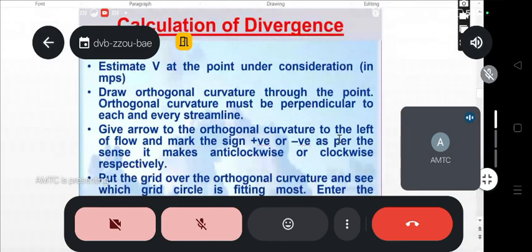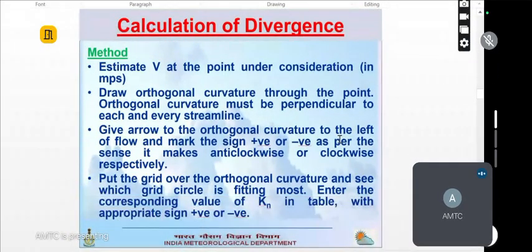How to calculate divergence? To any point of concentration, draw an orthogonal curve to the point that must be perpendicular to each streamline. I will show you how. The arrows show that if the orthogonal curve turns to the left of the fluid, it marks positive or negative, it makes anti-clockwise. Okay? So these conventions you should know.